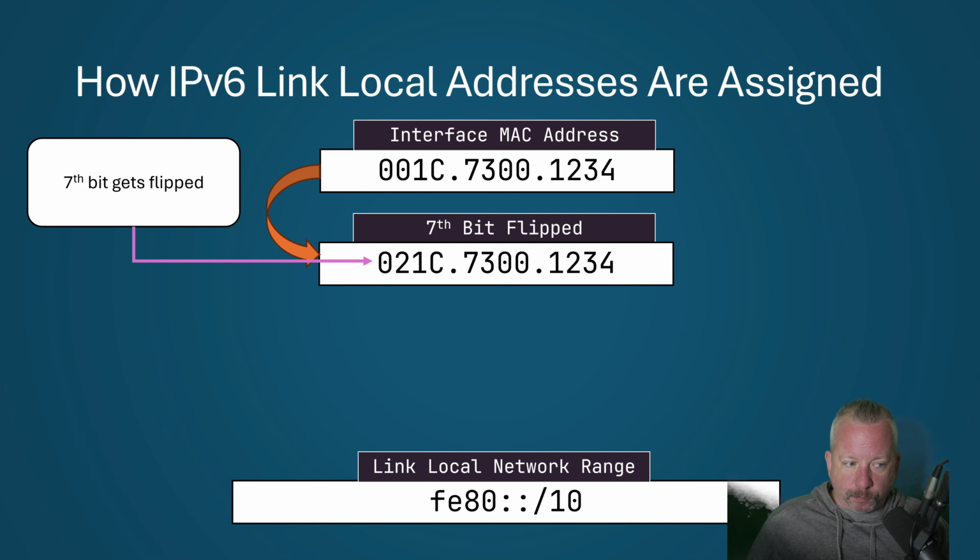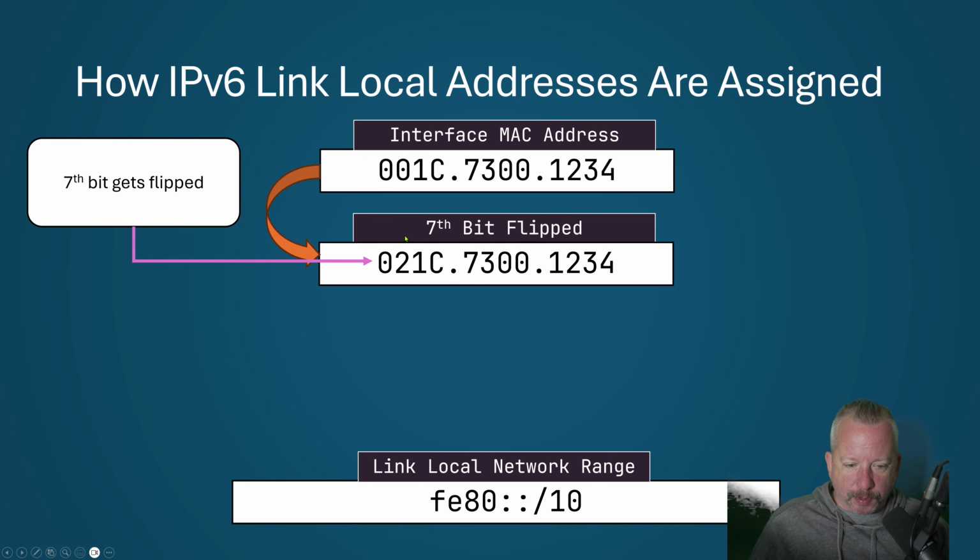What they mean when we flip it, if it's a 1 or a 0, it means whether it's a globally administered MAC address or a locally administered MAC address. Globally administered MAC addresses are those that you'll find burnt into interfaces. Locally administered means they're virtualized or they're assigned locally. We're not going to worry about that now, but we've got a MAC address.